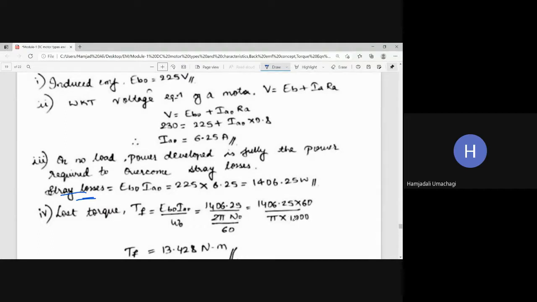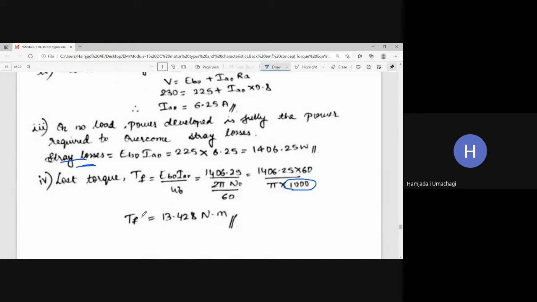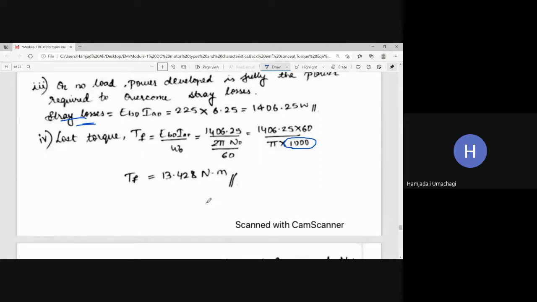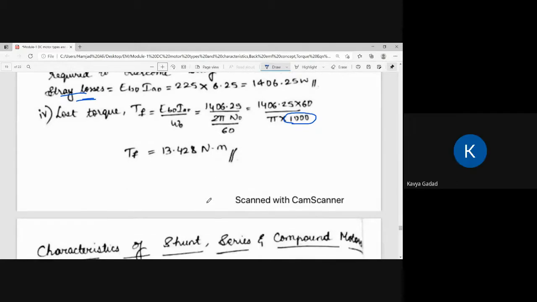What is the no load speed? The DC motor is running at a speed of 1000 RPM, so this will be 1000. The 60 goes to the numerator. If you solve it, the lost torque TF is equal to 13.428 Newton meter. Is it clear? Yes, sir. Okay.